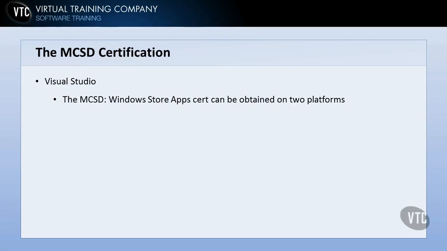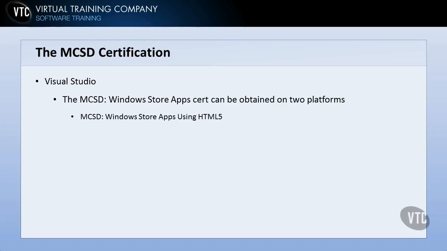So, within the MCSD certification, it's broken down into 2 categories, Visual Studio and SharePoint Apps. Within the Visual Studio, you can break it down into different ones, and then there's further subdivisions in there. For example, for MCSD Windows Store Apps, you can do 2 platforms.